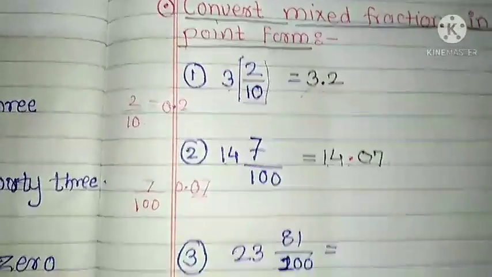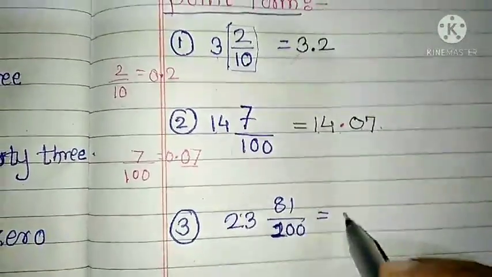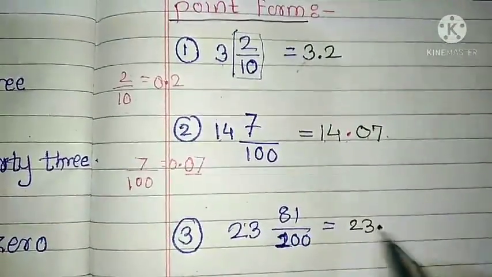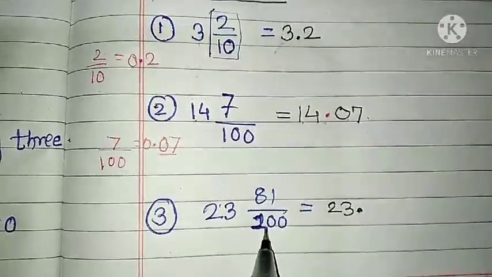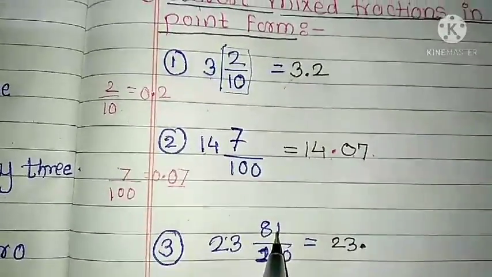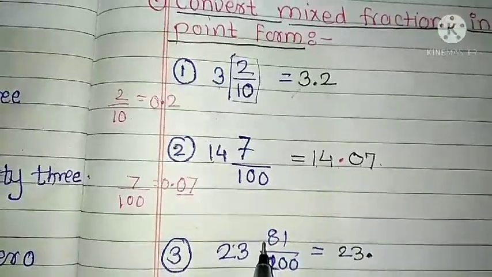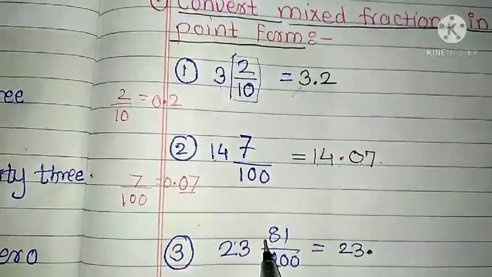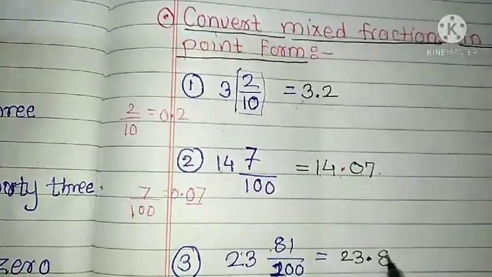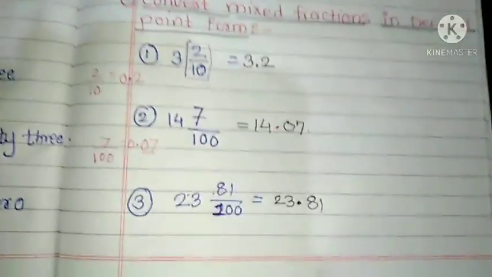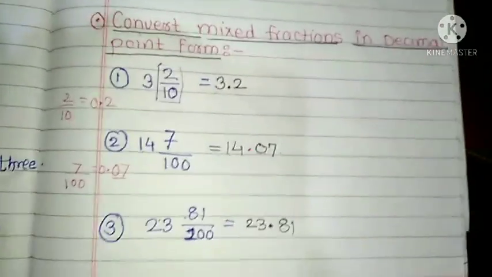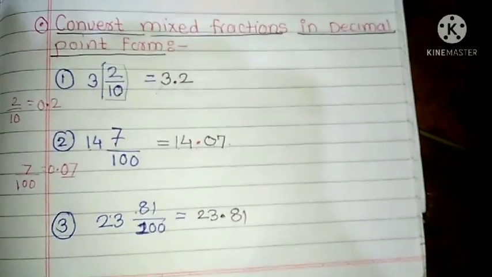I am taking another example. So how do we convert it? First we write this 23, then the point, then 100 is there. Means in this number we have to leave how many places? 2 places, 1, 2, yes, and then we give a point. So obviously after the point, which number is coming? 81. So 23.81. This is a conversion of a mixed fraction into decimal point format.